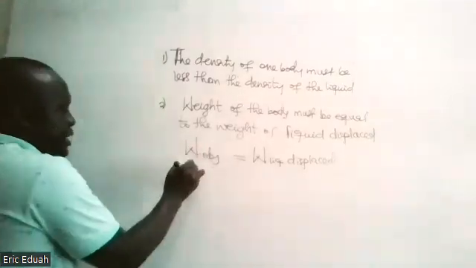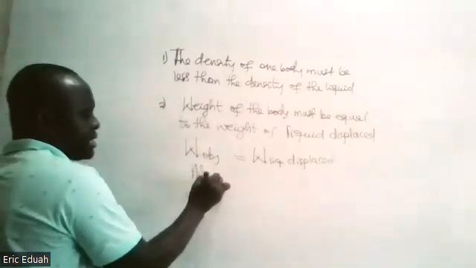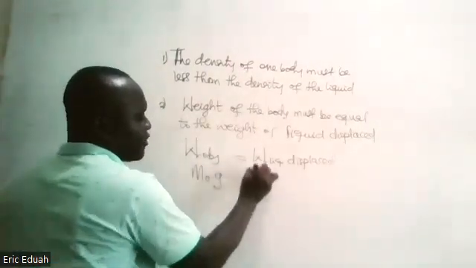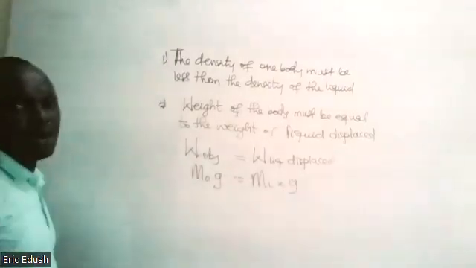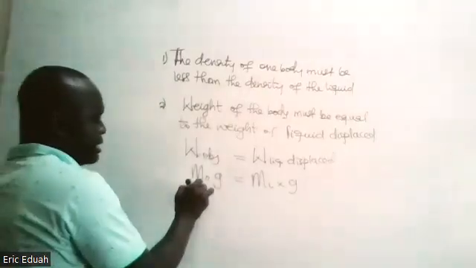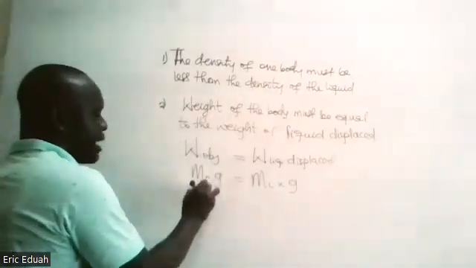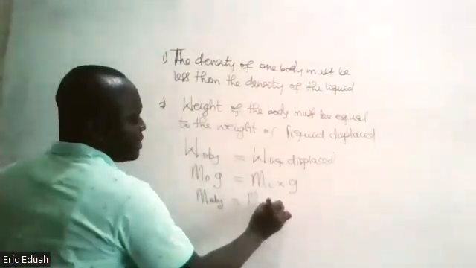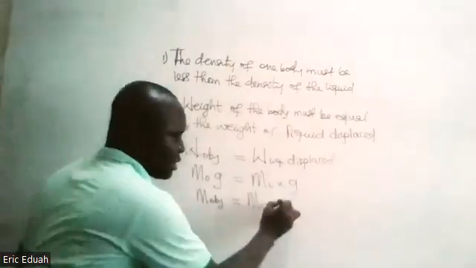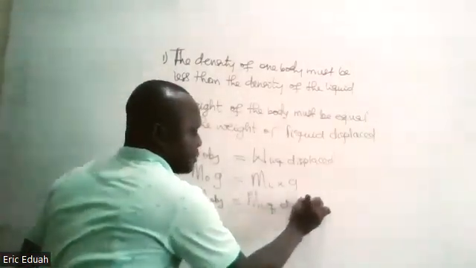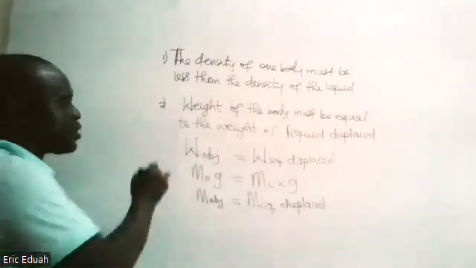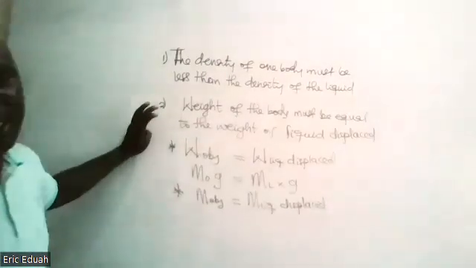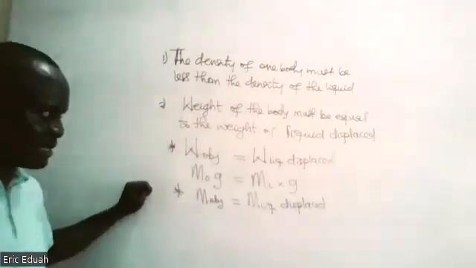Because the weight of the object is given as mass of the object times gravity, and the weight of liquid displaced is mass of liquid displaced times gravity, we can also deduce that for a body to float, the mass of the object must be equal to the mass of the liquid displaced. Class, are we okay? I'll go over it. Either you express it in terms of weight or in terms of mass.